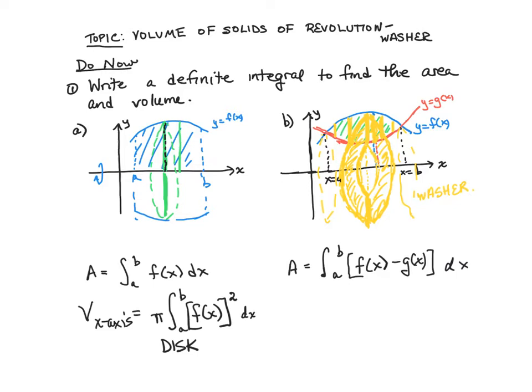Well, let's go to the next page and take a look again. Here I have a diagram of two functions, f and g. Notice that the yellow region is the area that we're looking at, and we're bounded from x equals a to x equals b. So this is the x-axis, and this is b, and this is a. And this is our y-axis, and we're revolving around the x-axis.